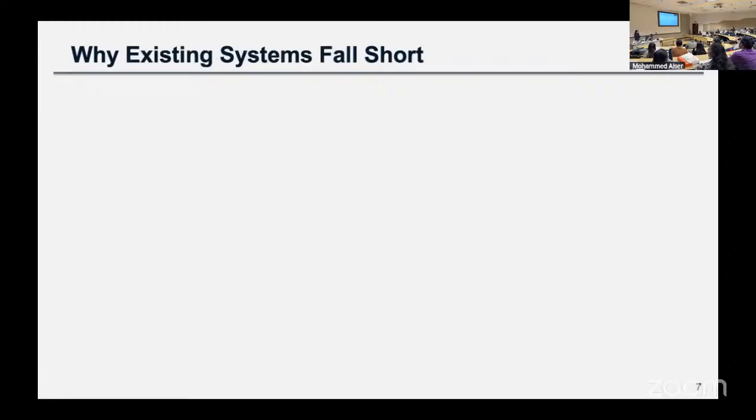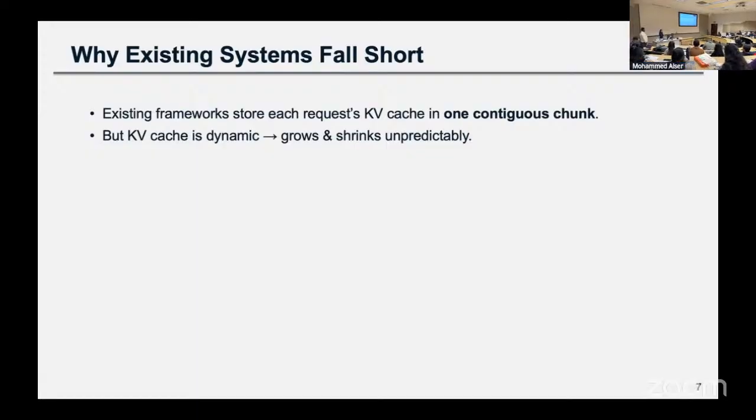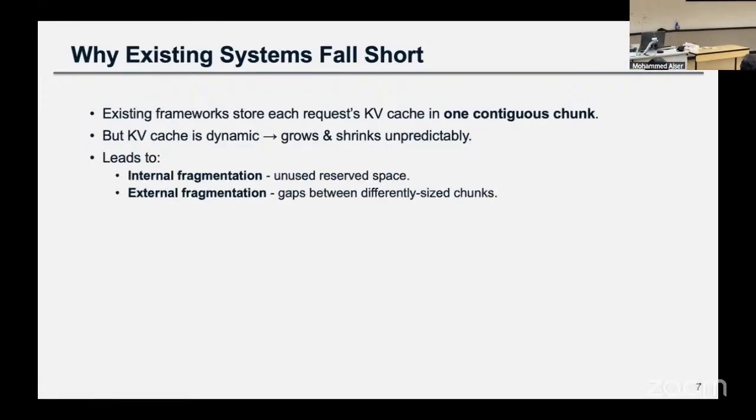Now, let's discuss why existing systems fall short. Existing frameworks store KV cache in one big contiguous chunk. And because KV cache is dynamic, it grows and shrinks unpredictably. We can't tell how long the user's request could be, right? It can be larger than the allocated memory. It can be smaller than the allocated memory. So it leads to an issue called fragmentation. And in this, we have 2 types, internal and external fragmentation.